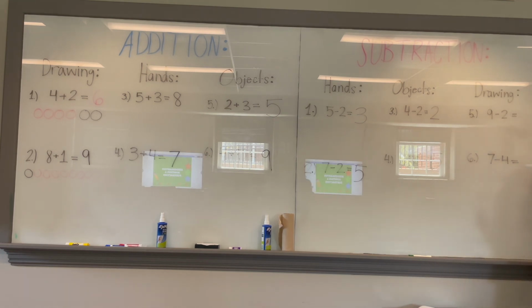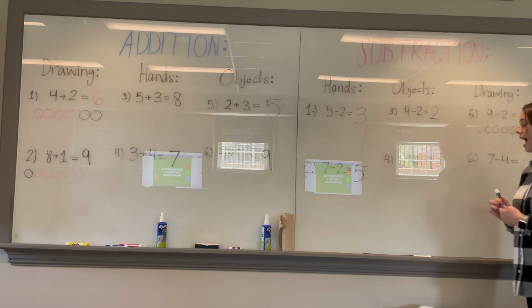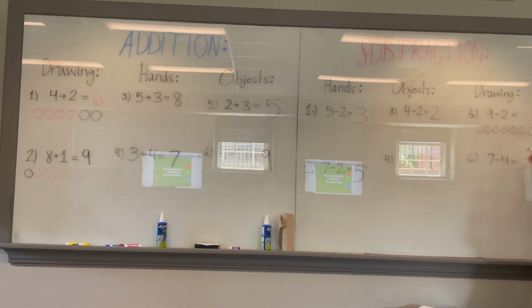So last we're going to do subtraction using drawings. So we see the problem 9 minus 2. We're going to draw 9 circles. Then, since we're taking away, we know this means we're going to cross out 2 of our circles so that we have 7 circles left.